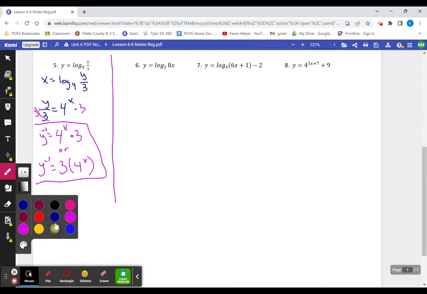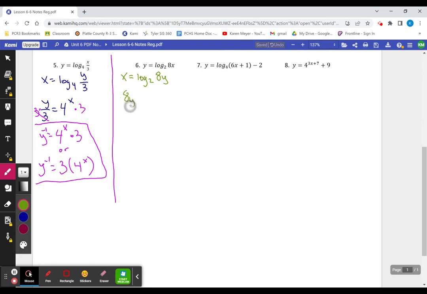All right, moving on. 6. Start by switching x and y. So x equals log base 2 of 8y. Then rewrite it into exponential form. So 8y equals base, which is 2, raised to the x. To get rid of the 8, we're going to divide it away. So y equals 2 raised to the x over 8.